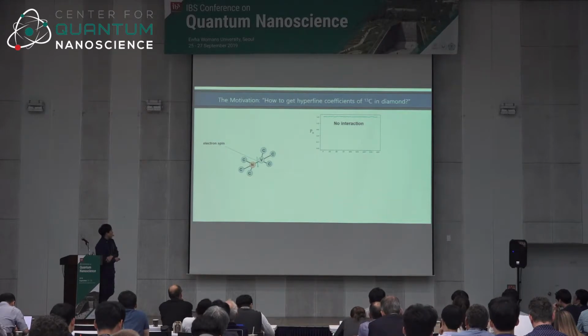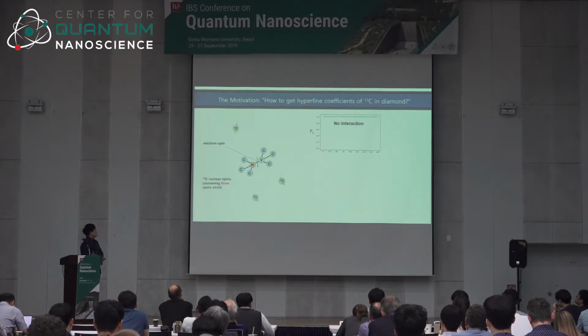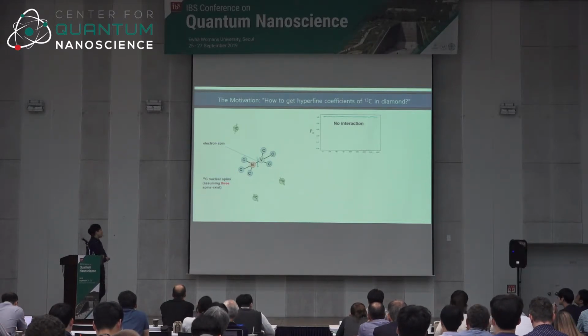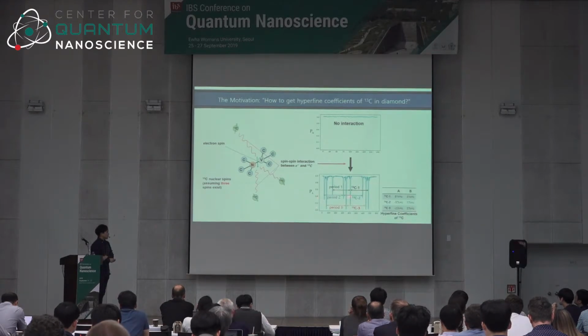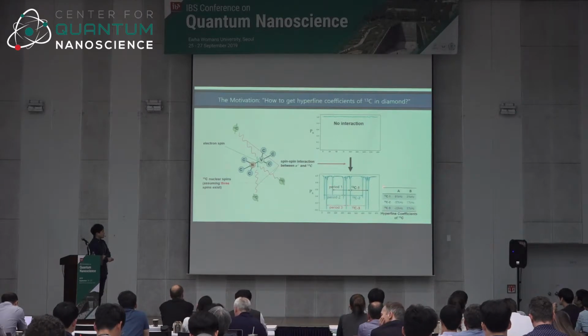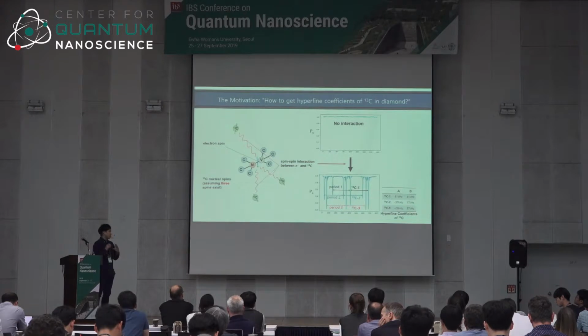And what if there are 3 carbons around the NV center, which have different locations? That makes 3 peaks, each with its own period, 3 different periods, and those periods also give us the hyperfine information of the CPMG signals. So it's not that hard to understand the relationship between the hyperfine coefficients and the periods, the shape of the periods.